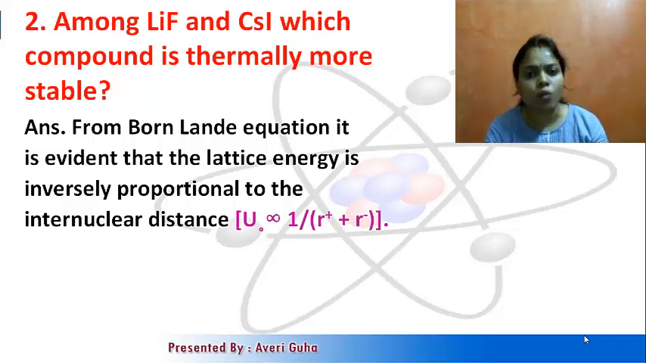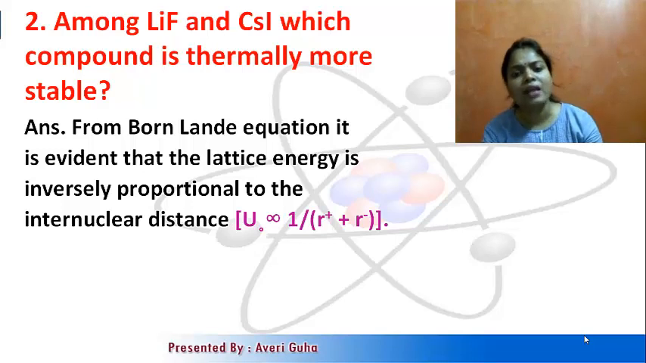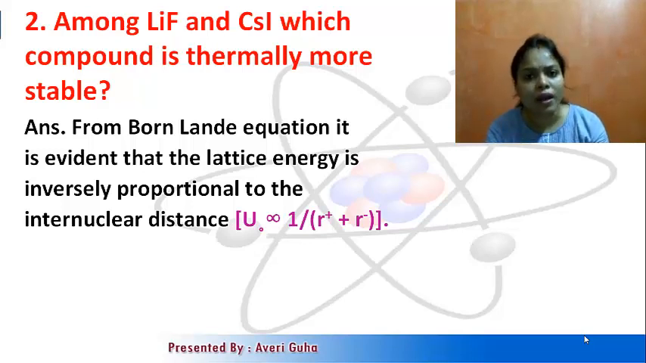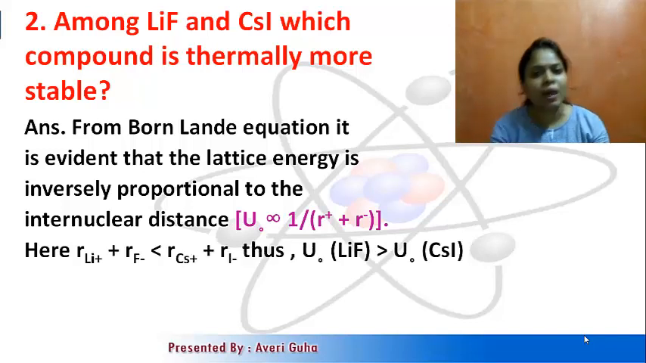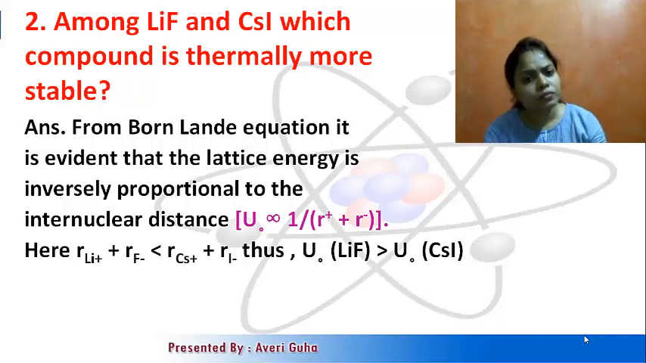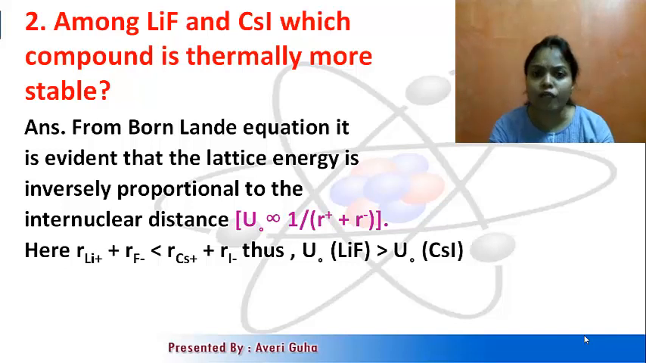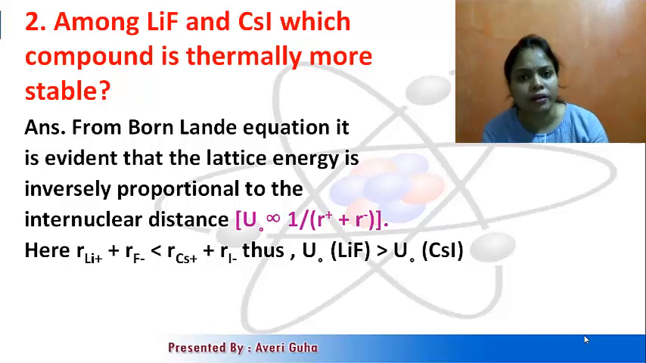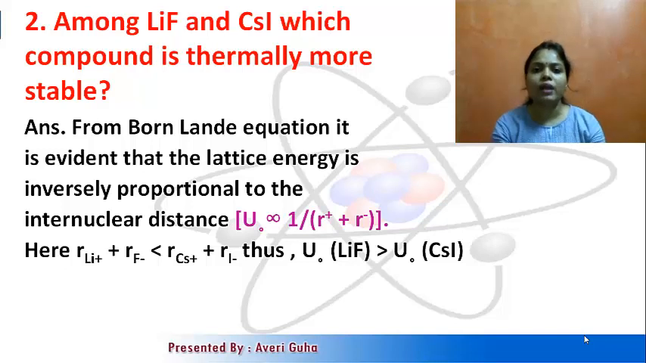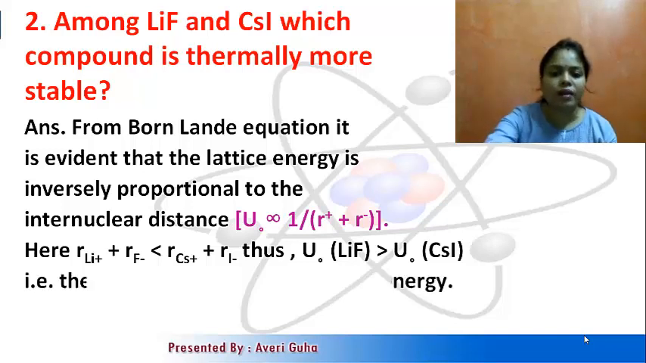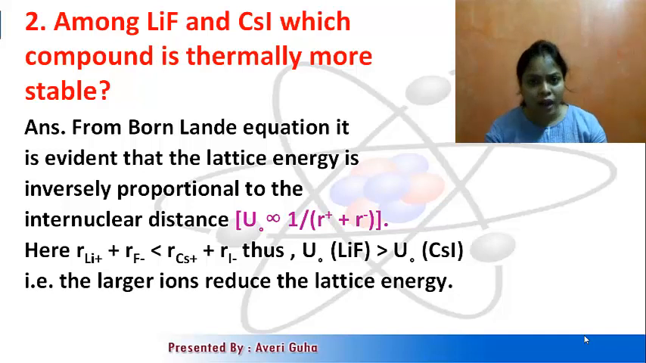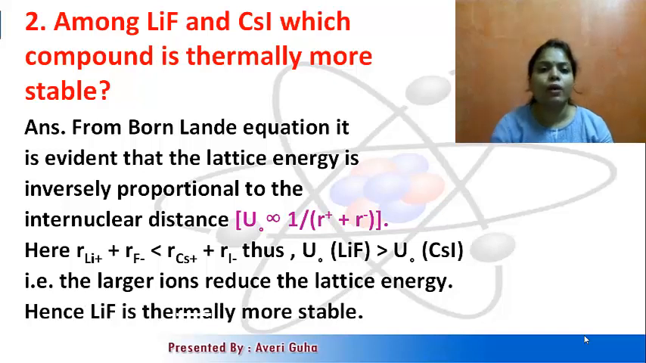Now in our question, both Li+ and F- are smaller ions compared to Cs+ and I-. So obviously the internuclear distance in the lithium fluoride crystal will be less compared to that in the cesium iodide crystal, and the inverse will happen to their lattice energy. That means lithium fluoride will have more lattice energy than cesium iodide, and hence we can say that the larger the ions, the smaller will be the lattice energy. And obviously lithium fluoride, having more lattice energy, will be thermally more stable.